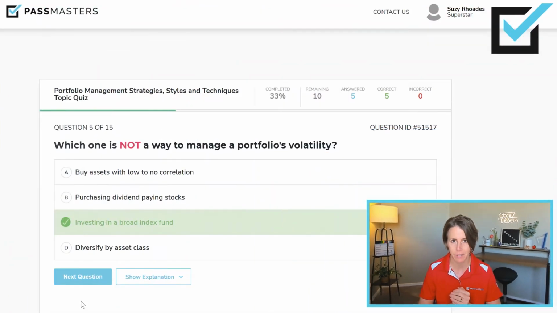Volatility is that up and down motion of the stock market. So to buy assets with low to no correlation would help to manage a portfolio's volatility. Purchasing dividend-paying stocks, that would also help. Diversify by asset class helps to manage a portfolio's volatility. But with an index fund, they're all in equities, so that would not help to manage a portfolio's volatility.